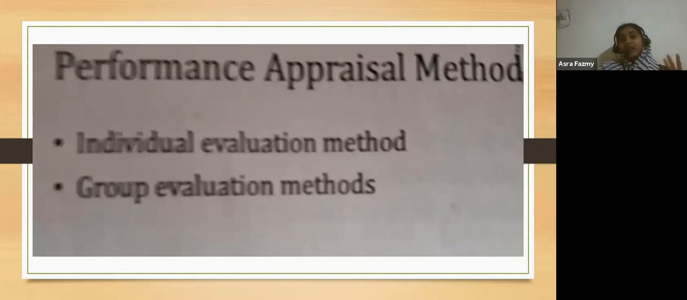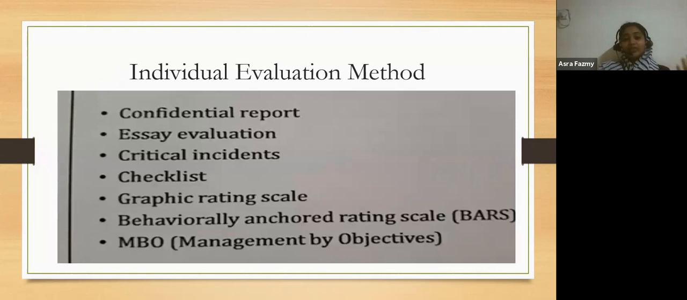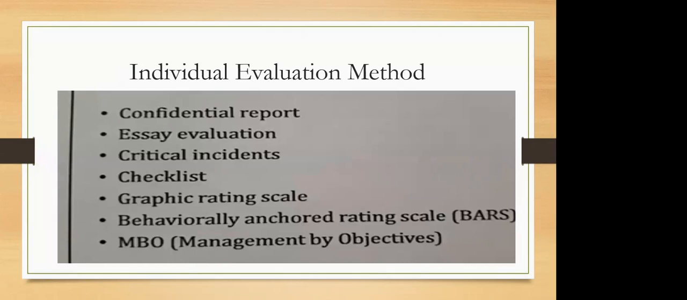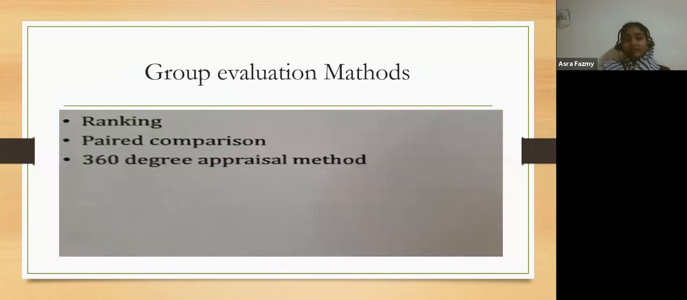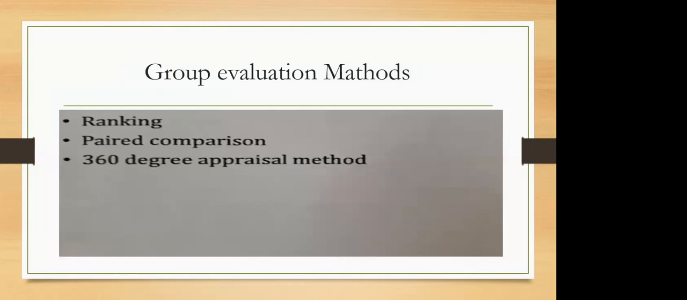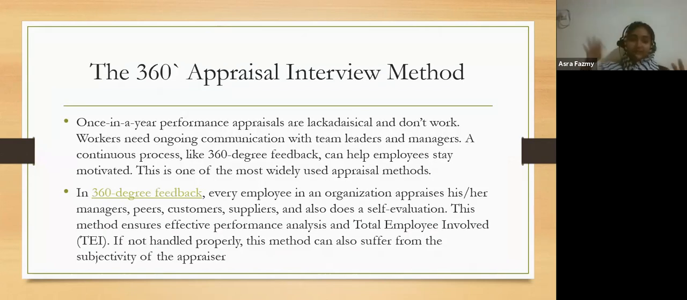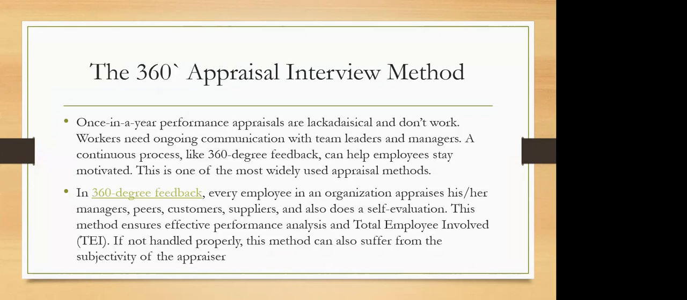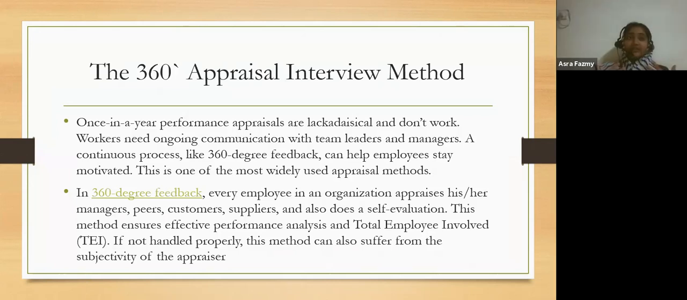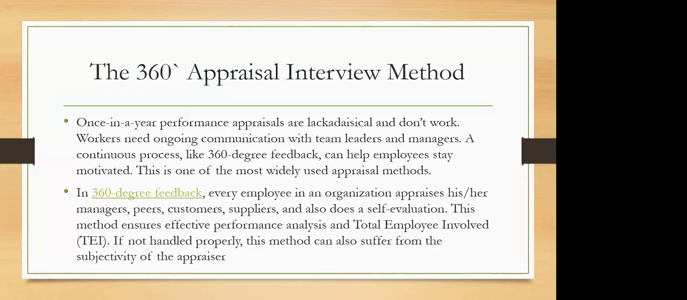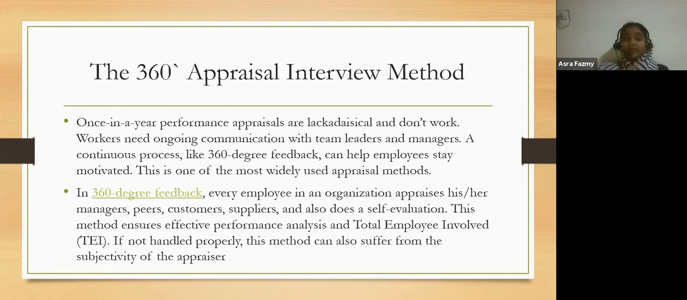When it comes to individual evaluation methods, you have confidential reports, essay evaluation, checklist, graphic data, MBO, BARS, all of which belong to this individual evaluation method. Whereas group evaluation methods include the 360-degree appraisal method, which is the most common appraisal method. Under this 360-degree appraisal method, a lot of different people will evaluate or appraise you, so the results are more truthful, precise and concise. Basically, in a 360-degree appraisal, your manager, your peers, your customers, your suppliers, as well as you yourself will evaluate you.